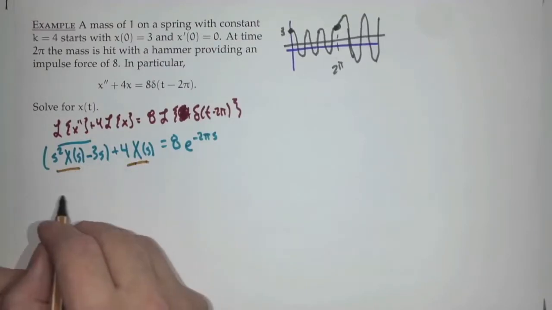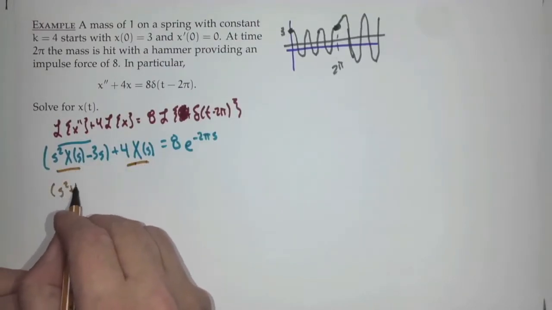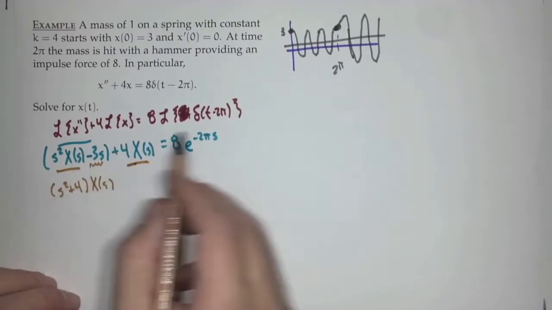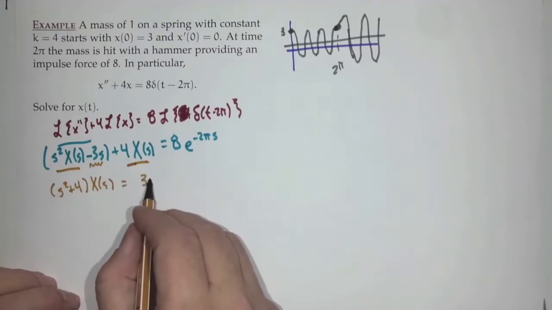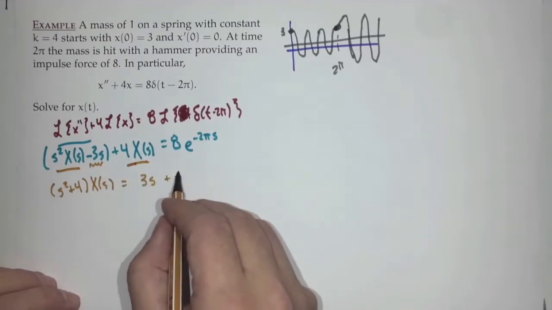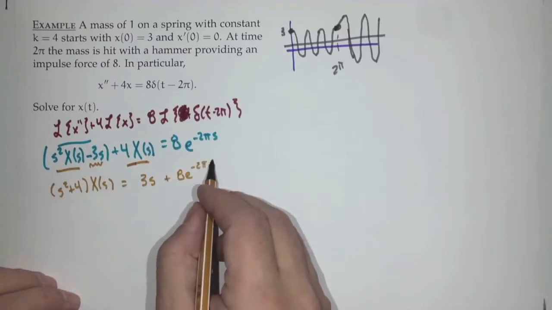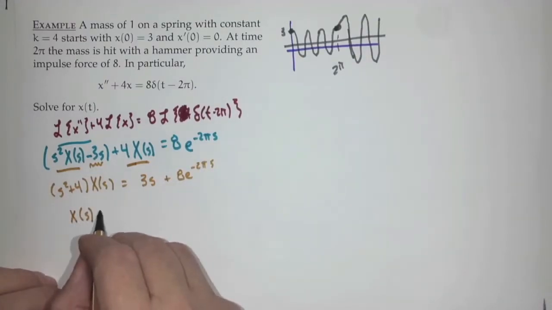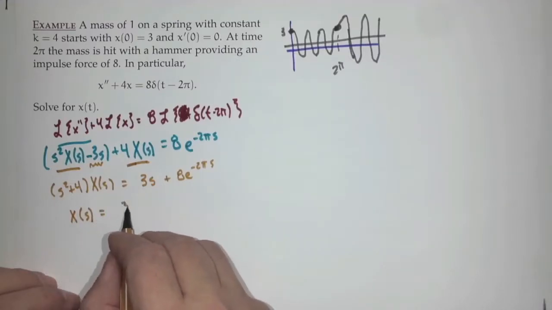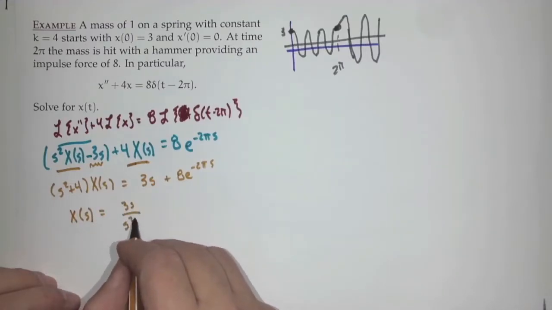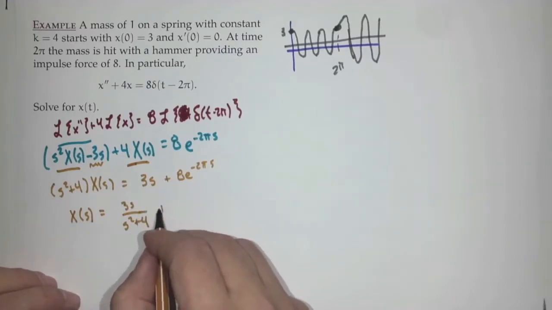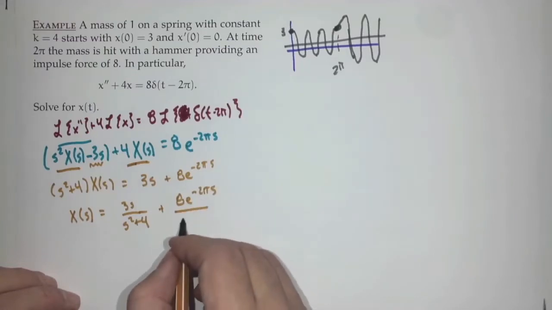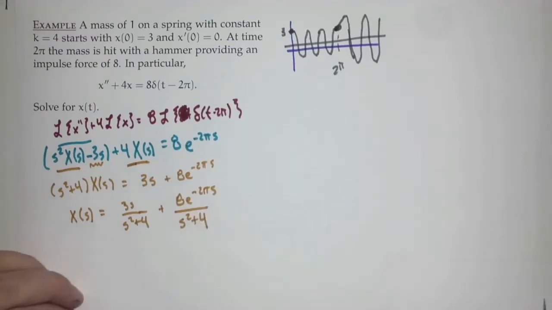Solve for X of s. So we can say s squared plus 4 times capital X of s. We'll move the minus 3s to the other side. So that equals 3s plus 8 e to the minus 2 pi s. And now we can divide. So X of s is 3s over s squared plus 4 plus 8 e to the minus 2 pi s over s squared plus 4.